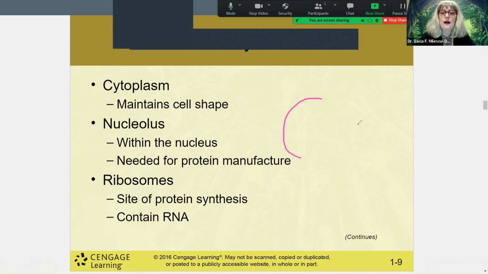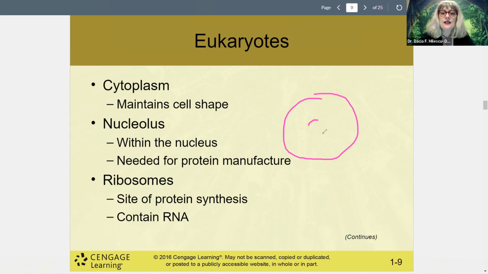If you have the cell, inside is the nucleus, and then within the nucleus is the nucleolus. So I'm filling this in. That's the nucleolus filled in nice pink. Okay, so that would be the nucleolus. And then the nucleus is where you've got your genetic information.